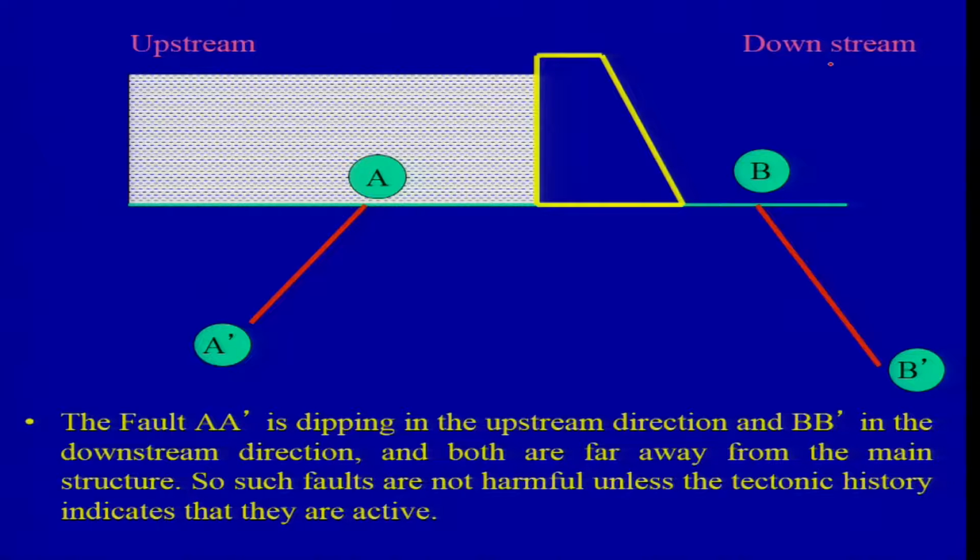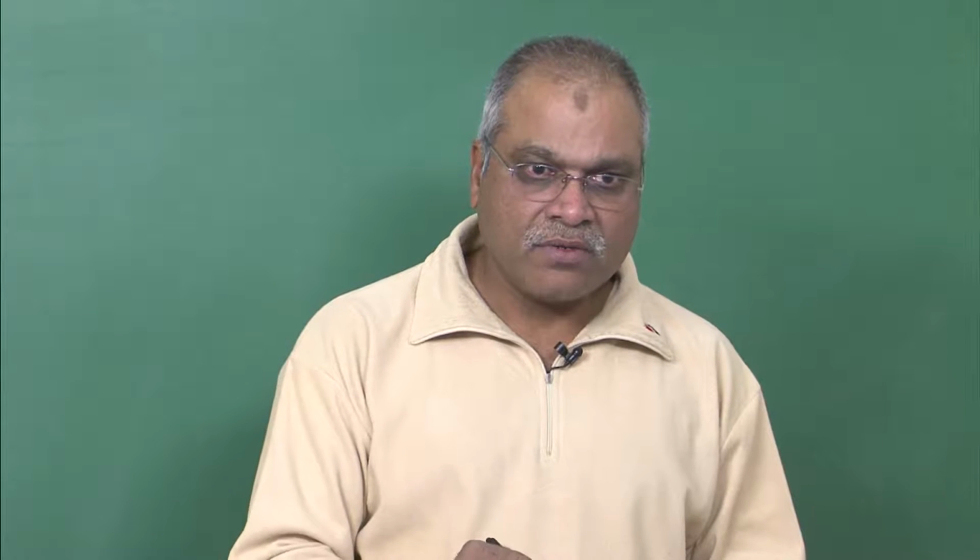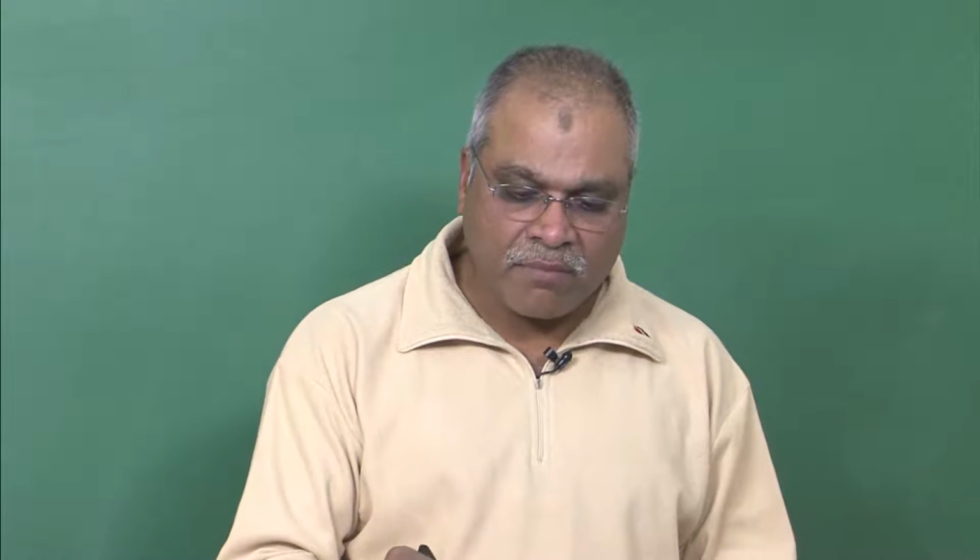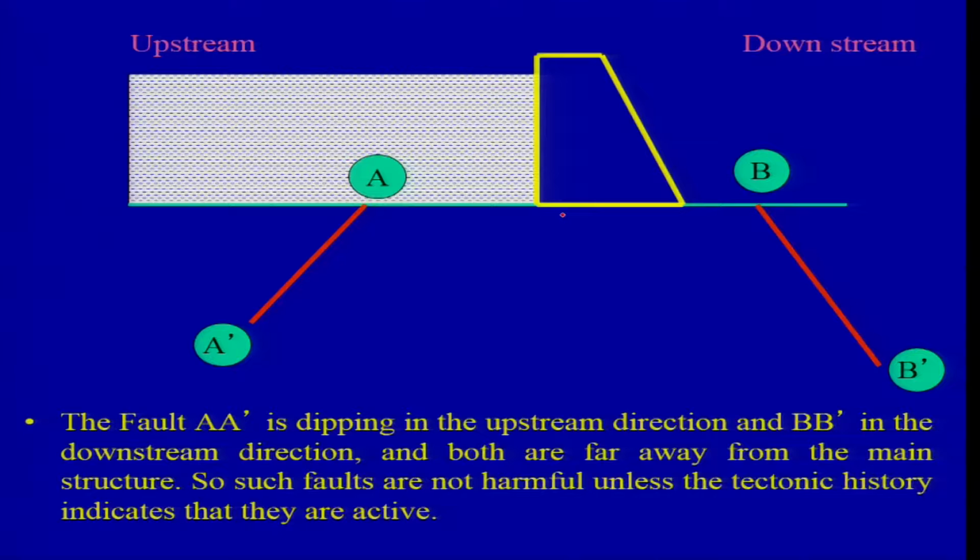So, such faults are not harmful unless the tectonic history indicates that they are active, because if they are active, then they will trigger a large magnitude earthquake. They will not damage directly, but indirect damage will be there to the structure.